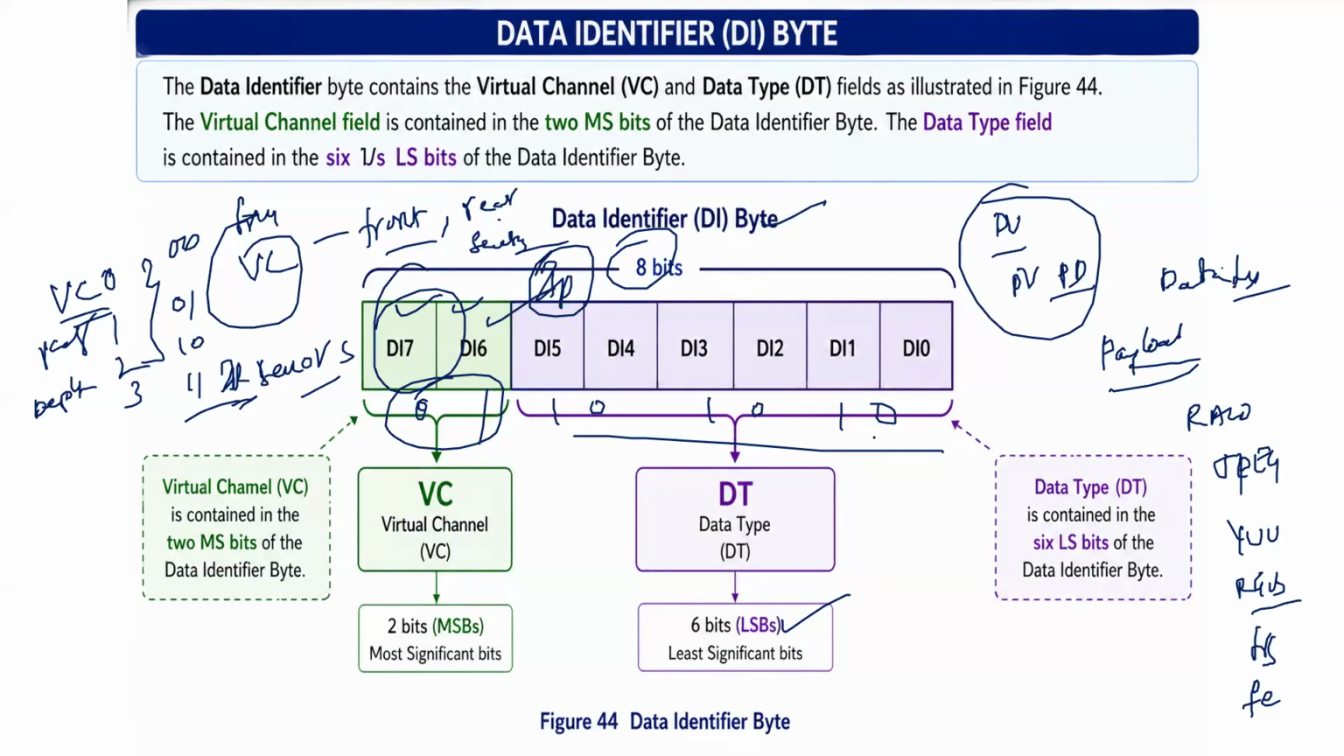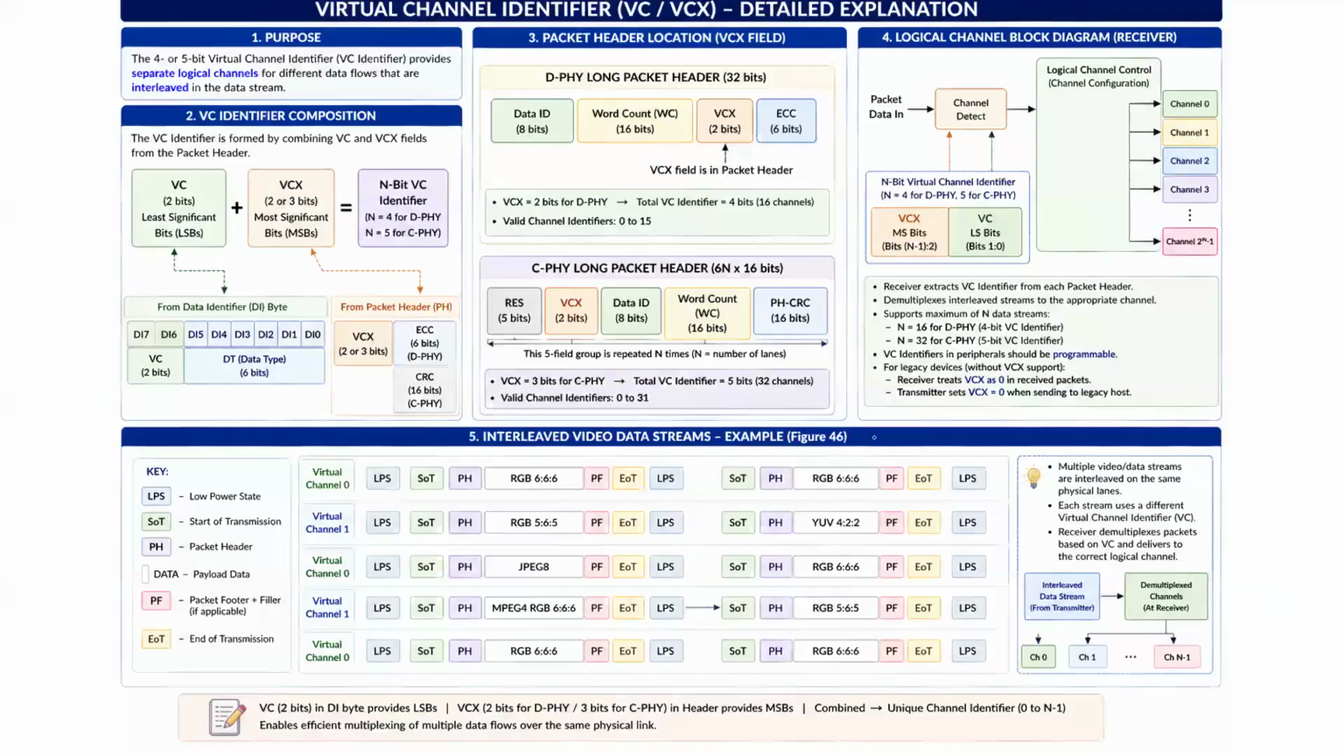Okay, so next one is virtual channel identifiers. Shall we continue, or we can stop here? Virtual channel identifiers, I told you that. So virtual channels and camera identification. This is the 2-bit least significant bits, and this is the 3-bit most significant bits. So a total of 5 bits are used: 4 for the D5 channel and 5 for the C5 channel. So these are the data identifiers.